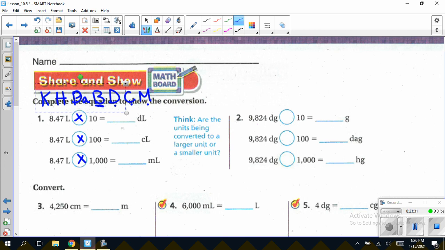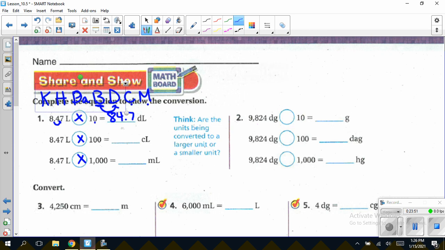And they already tell us the power of 10. So for the first one, the liters to deciliters, that was one swoop to the right, so that's why I have a 10 with the 1 zero. So from my decimal, one swoop gives me 84 and 7/10.